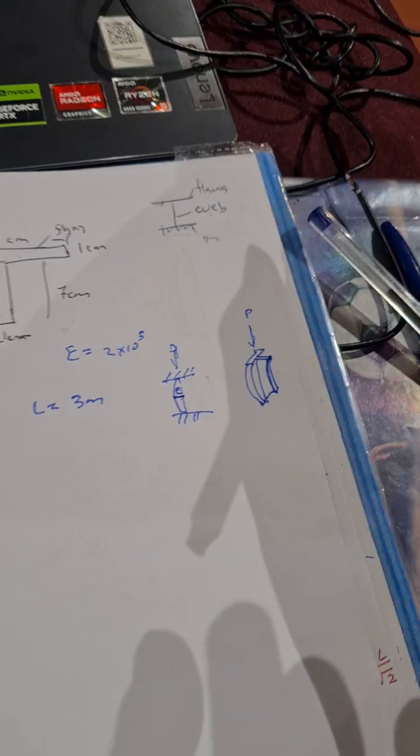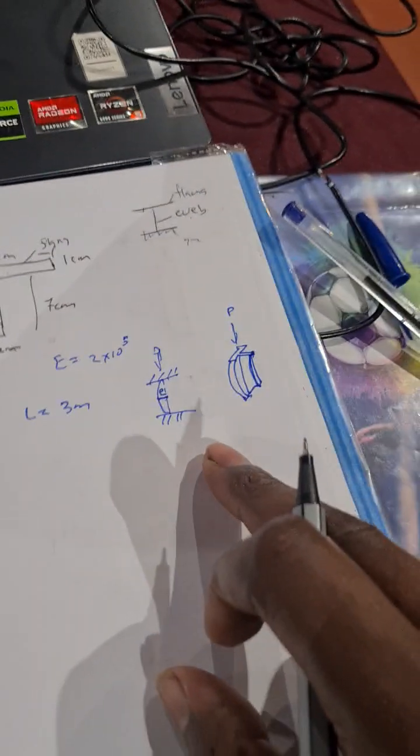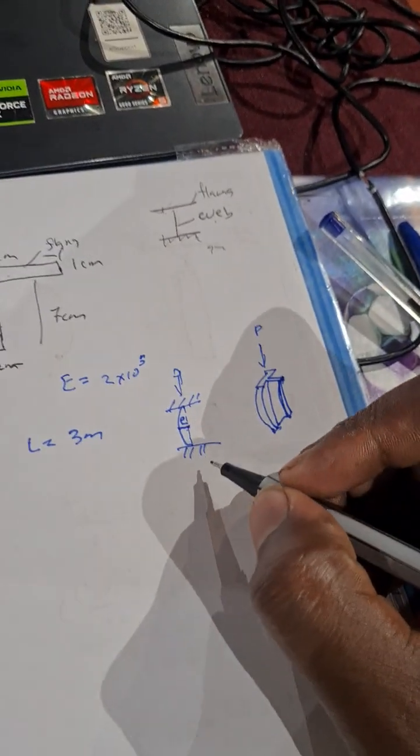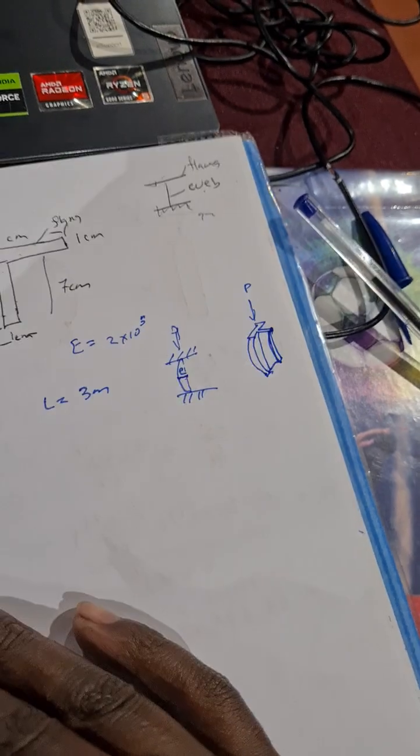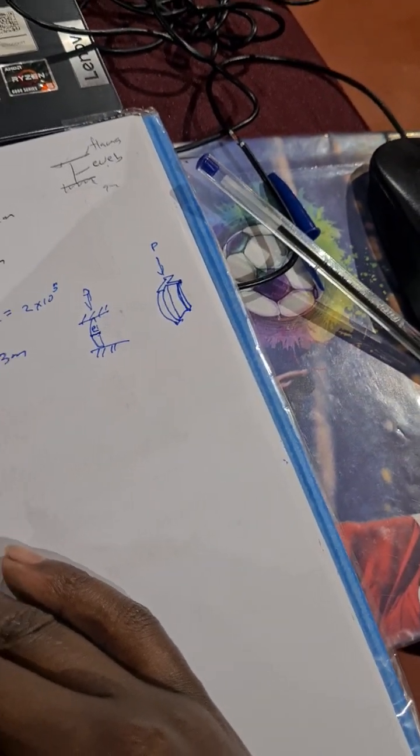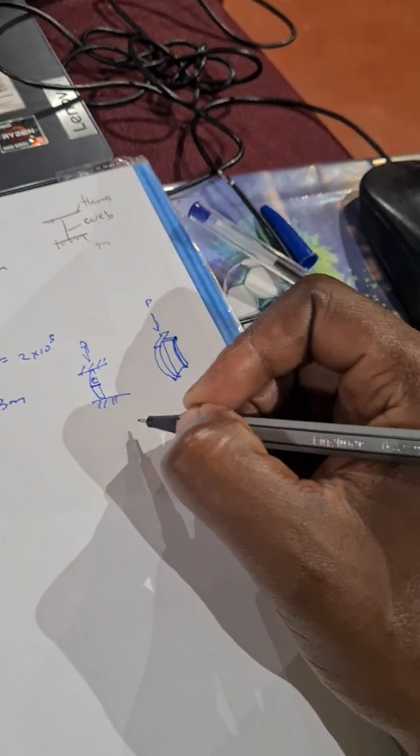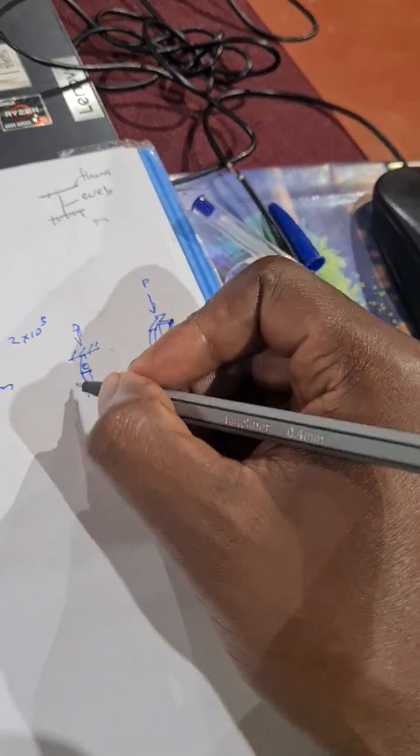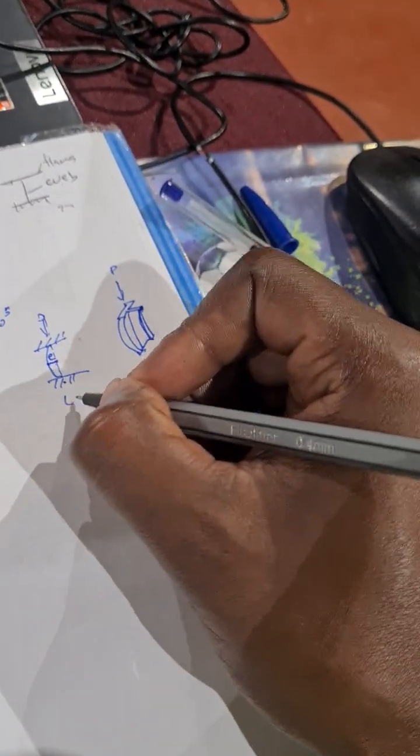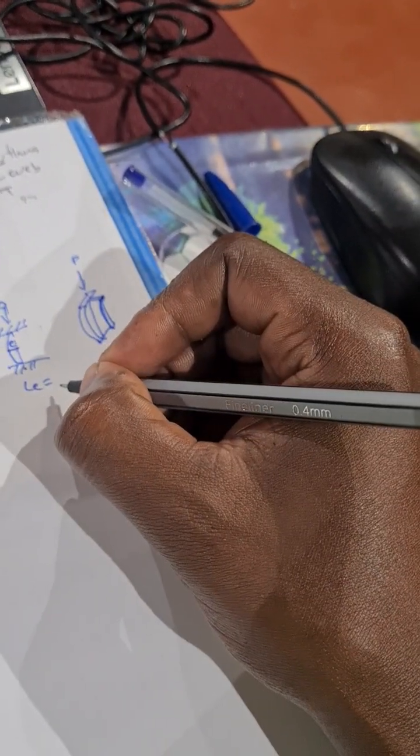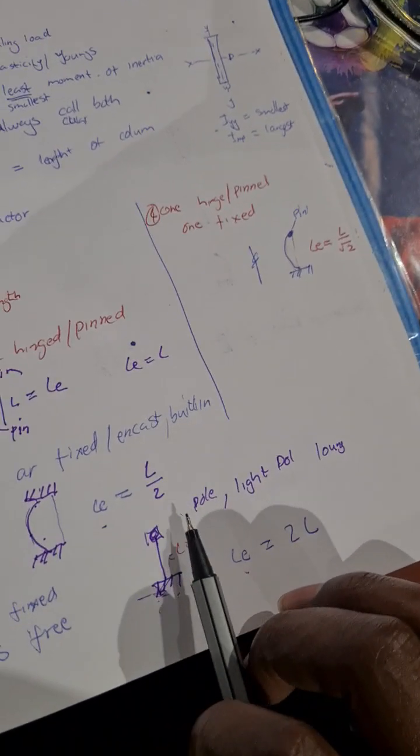We are not interested in that theory, how the formula came about. You can read about it if you like, especially in Dr. B.C. Punmia or Bansal. So L_E, both ends are fixed. We know that L_E is equal to what? I forgot, let me check my notes. If both ends are fixed, L over 2. You should not forget L over 2. That means L effective is 3 over 2 here.